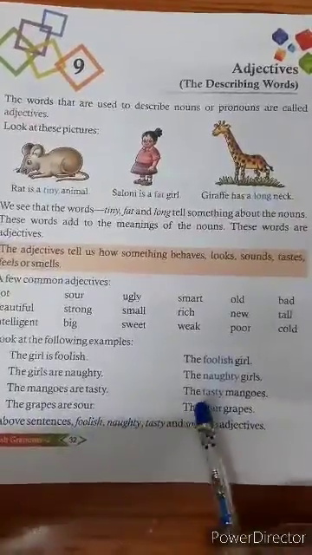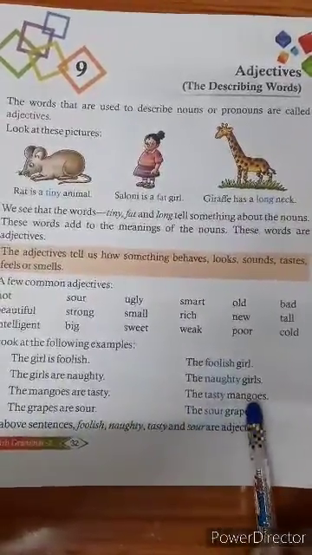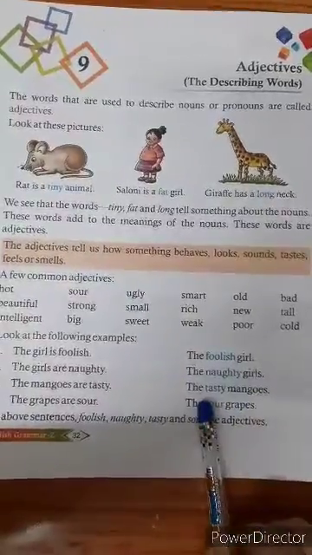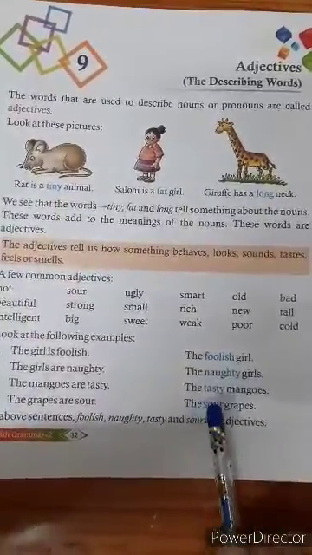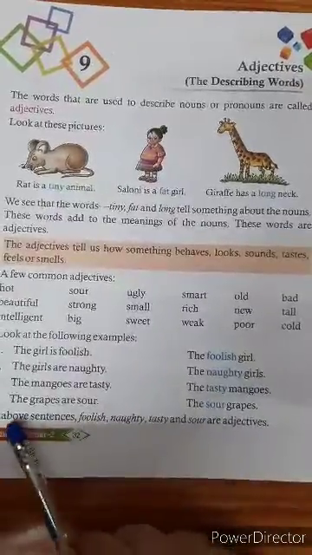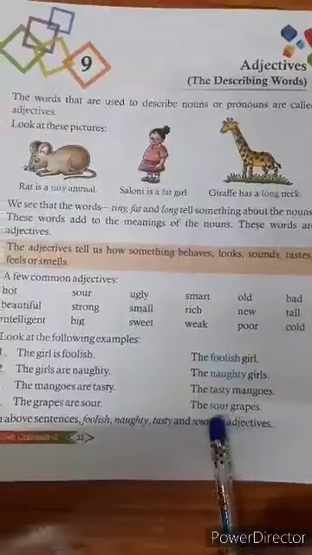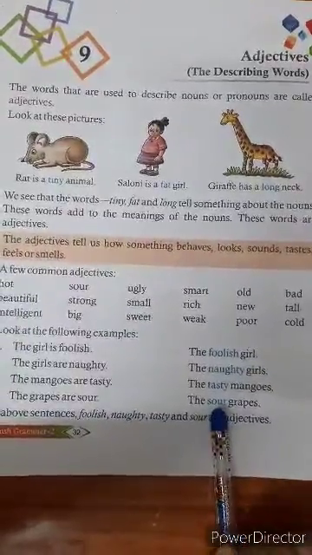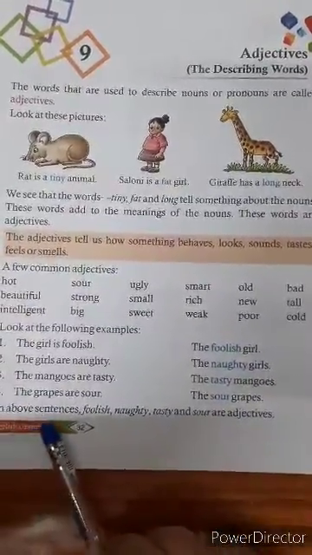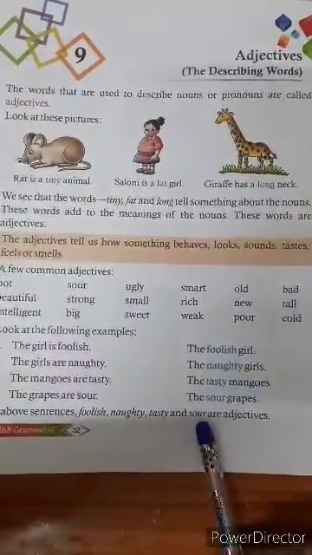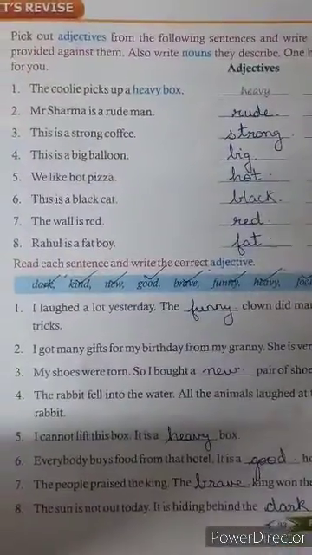The mangoes are tasty. The tasty mangoes. Here the taste of the mangoes is described by the word tasty. So tasty here is the adjective. The grapes are sour. How are the grapes? They are sour. So sour is again the adjective. In above sentences, foolish, naughty, tasty and sour are adjectives.